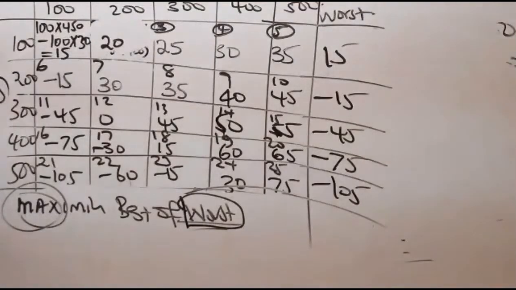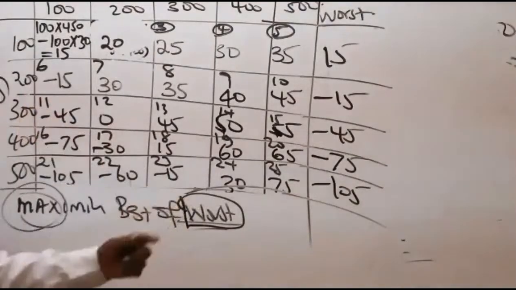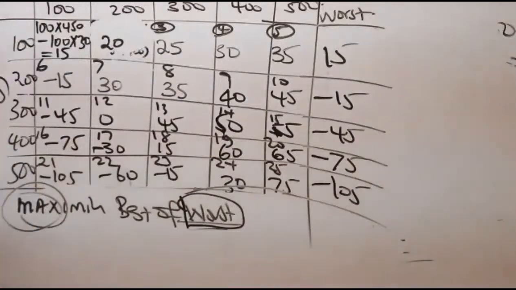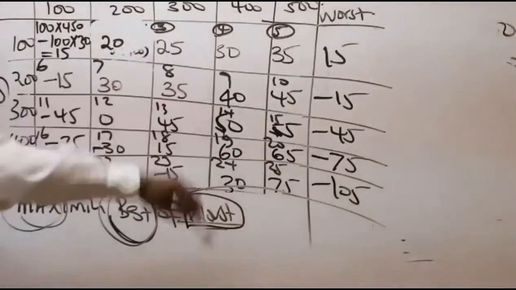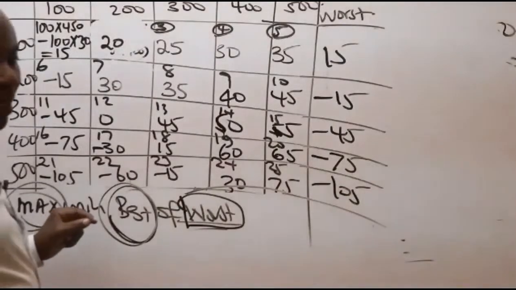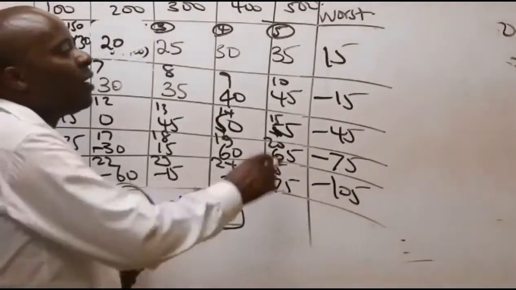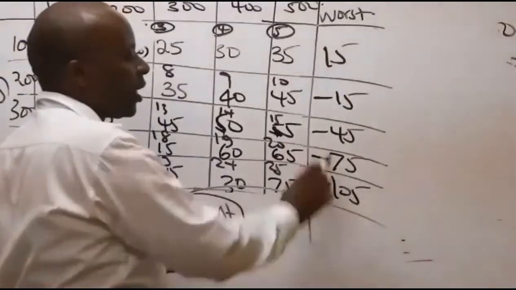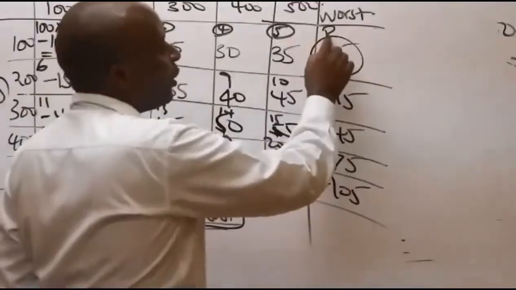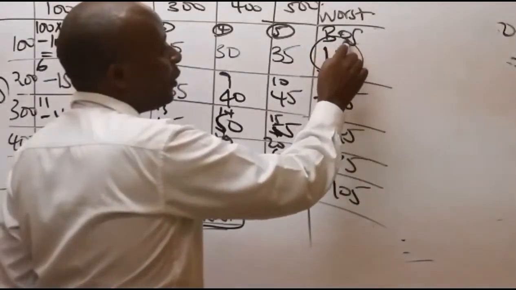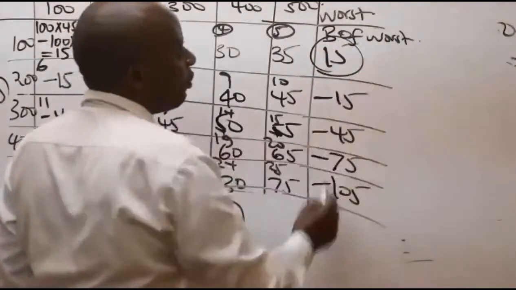So once I've been able to select the worst scenarios, then I'll come and optimize by looking at now the best amongst the worst. So the best amongst the worst, ladies and gentlemen, what do we have here? These are all the worst scenarios for each alternative. So this is the best of the worst.